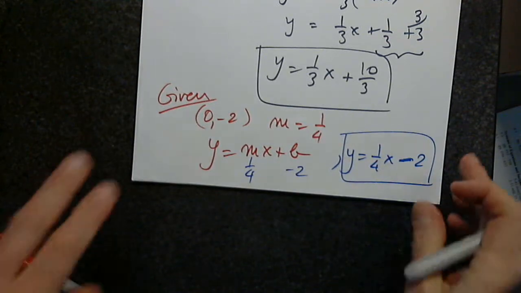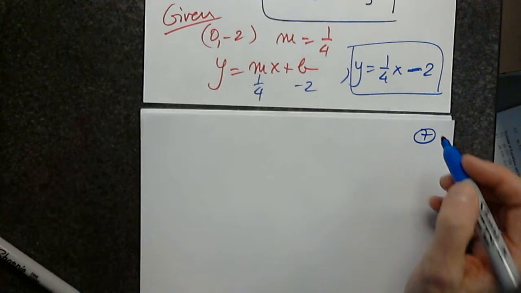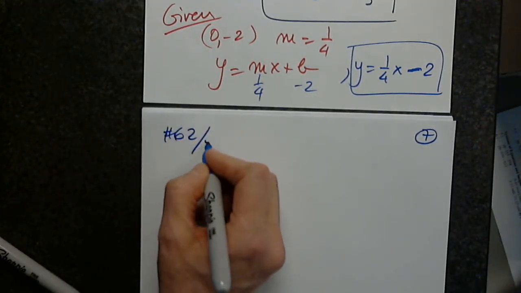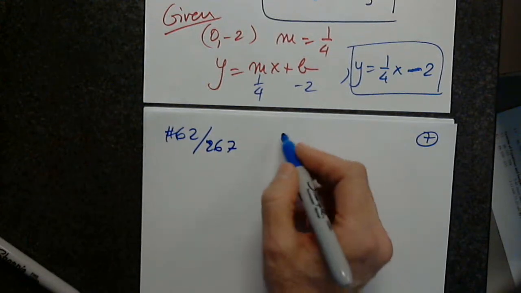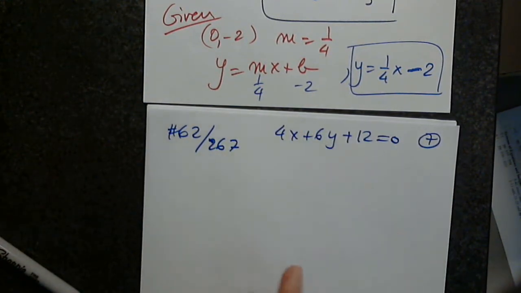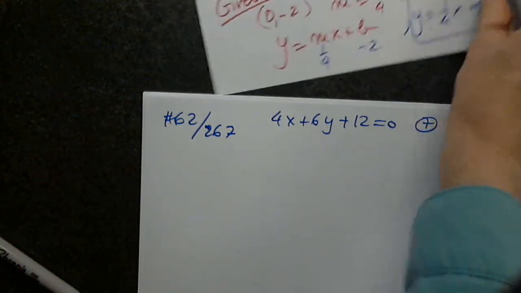Okay. Let's graph a line to refresh our memory on how to graph a line. We are given 4x plus 6y plus 12 equals 0. MyMathLab may ask you to use the slope in order to graph. I will not. I will not ask you to use the slope.